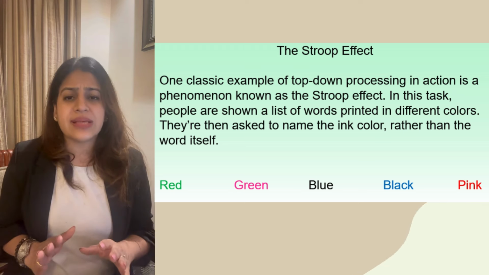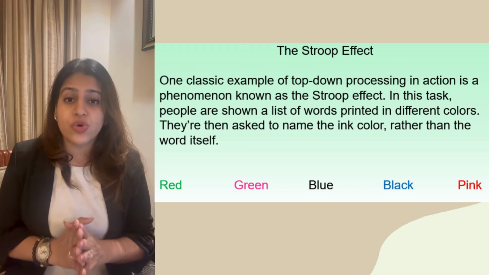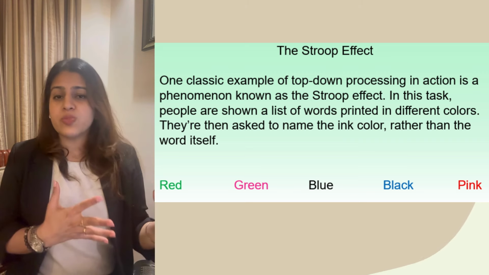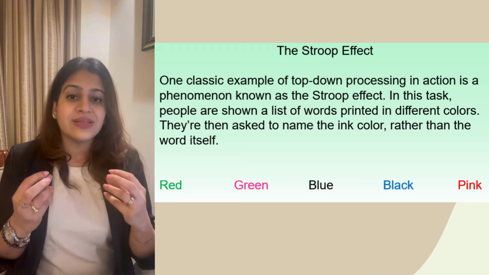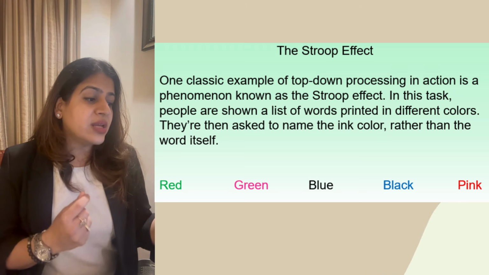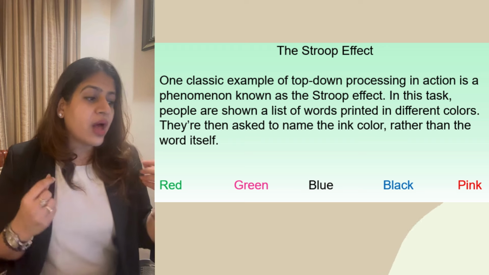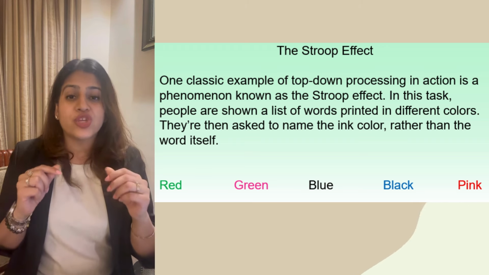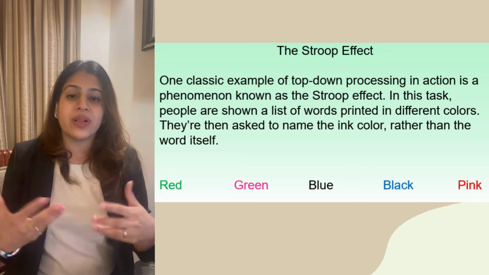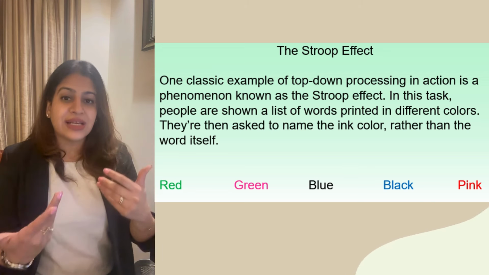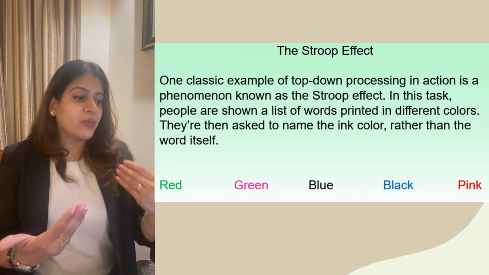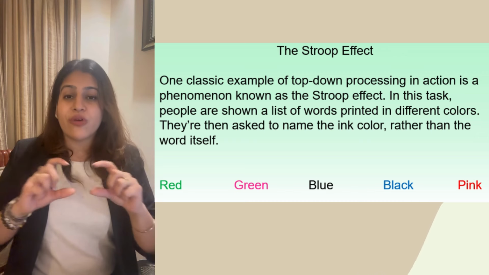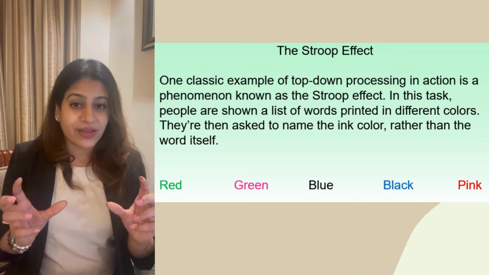A very famous example of top-down processing is the Stroop effect. Let me show you some words here. In this picture, you can see words like red, green, blue, black and pink. Here, whatever the word is, it is different from the actual color of that word. For example, red is written in green, green is written in pink, blue is written in black, black in blue and pink in red. So all the colors of the words are different from what they actually mean.